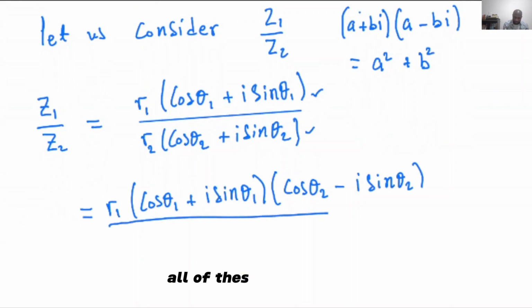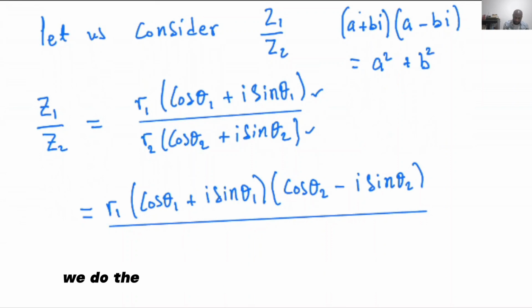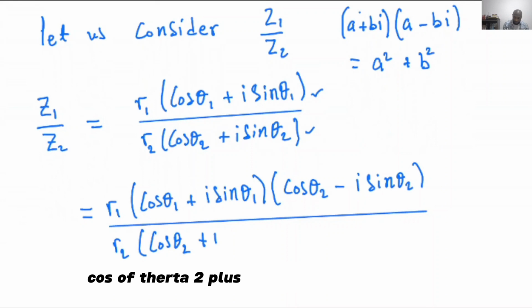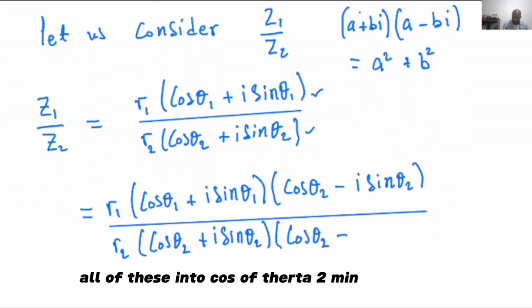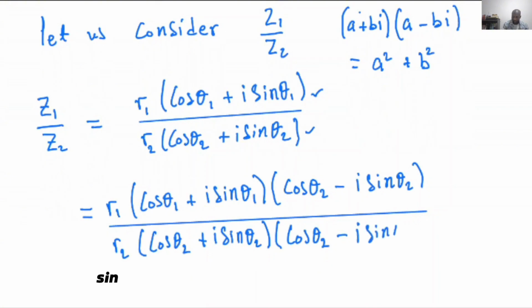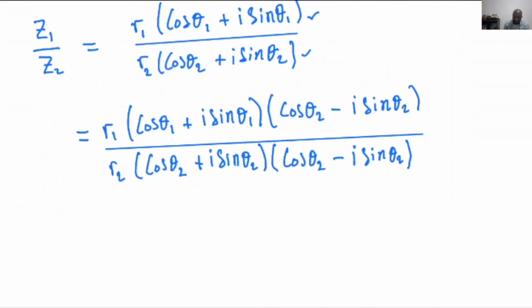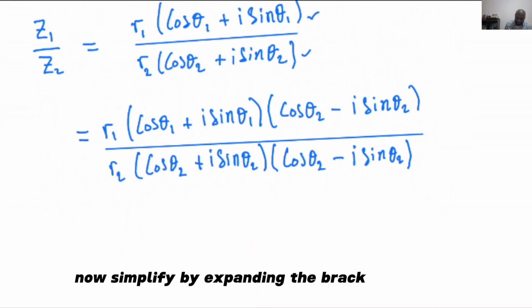All of this over, we do the same thing with the denominator. So we have r2 into cos of theta 2 plus i sine of theta 2, all of this into cos of theta 2 minus i sine of theta 2. Close the brackets. Now we have to simplify. Now simplify by expanding the brackets.